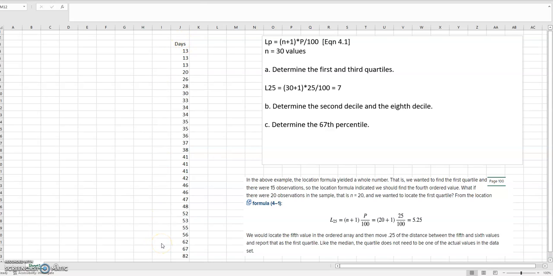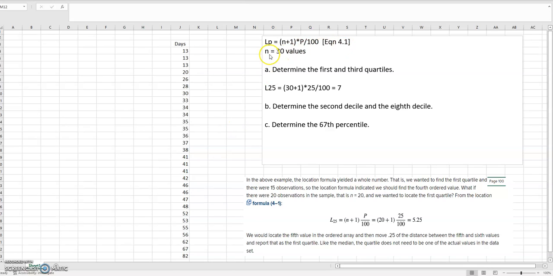Anytime you get into this business of wanting to find percentiles or quartiles or deciles or whatever it is you are trying to find, the first thing you want to do is start by ordering your data from low to high. As I look down through here, it looks like we're good in that regard. So we can get going.